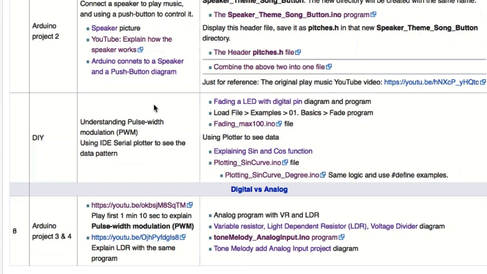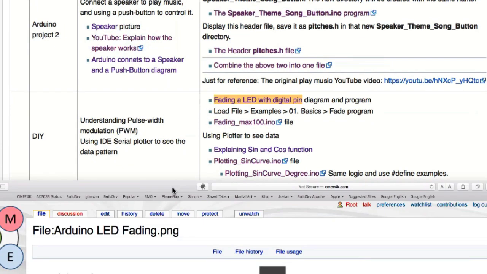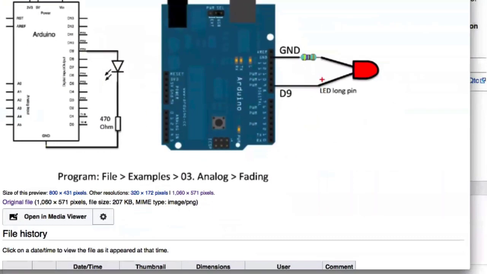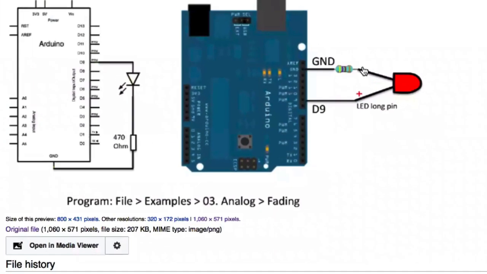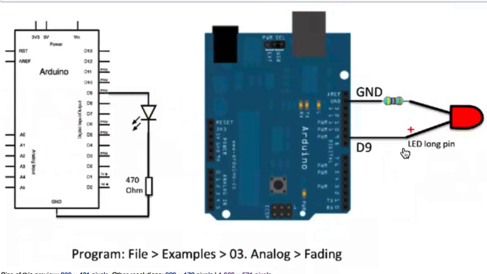Today we're going to finish the last two, these two. The first one, DIY, I'm going to demonstrate. So the first one, I'm clicking the first item here, the DIY, and it's a very simple diagram. It is an LED connecting to D9 and then a resistor going to ground.